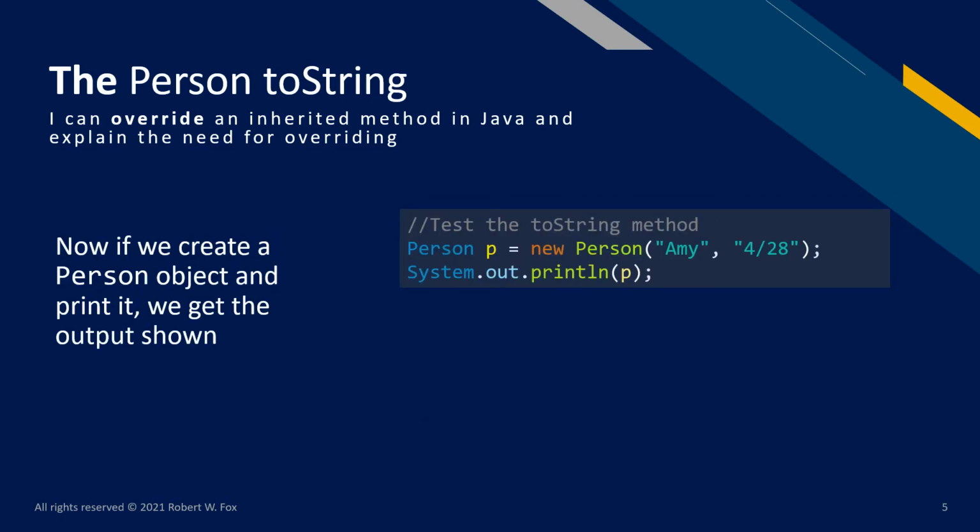The toString method is special because it gets automatically called when we printline an object. So in the sample code here, I've created a new person P, and then I printline that person, and that results simply in the following output. It calls the toString, returns the result, and the result gets printed by the print line.